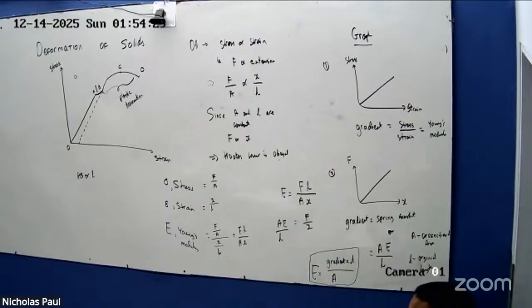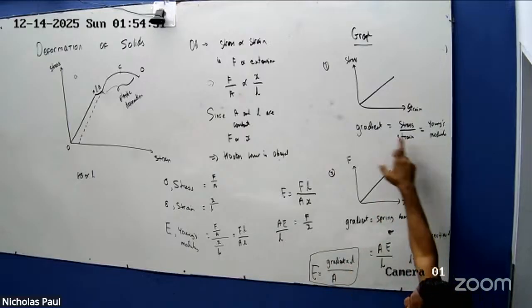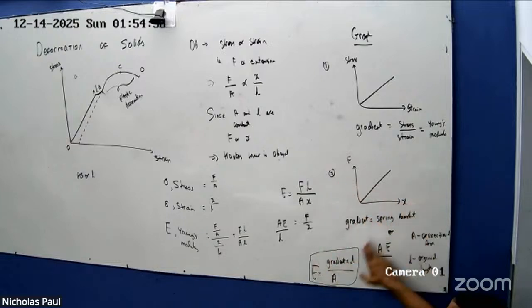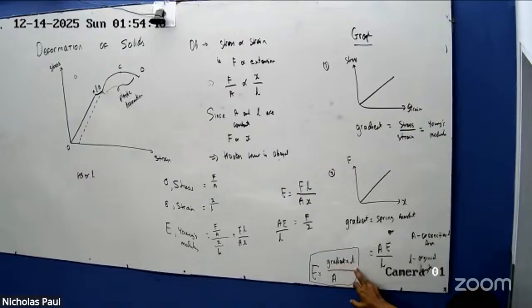Right. So in short, Young's modulus from a stress-strain graph is the gradient. Young's modulus from a force-extension graph is the gradient times the length over the area.